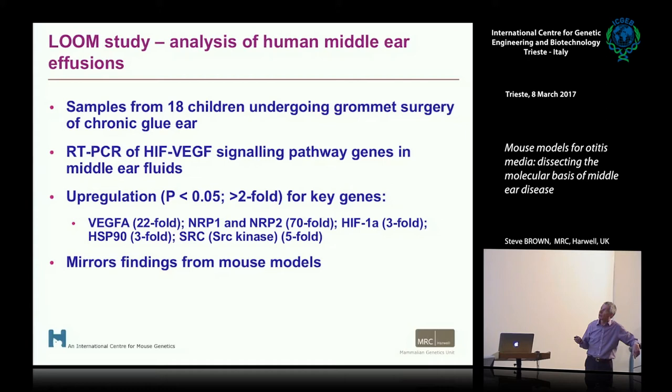One of the things I think is worth emphasizing, of course, you're going to be asking, how relevant are the changes that we see in the mouse middle ear to what actually happens in kids molecularly? And in fact, we have done a study here. We've taken samples from more than 18 children now, who've been undergoing grommet surgery for chronic middle ear disease, and we've looked at the middle ear fluids for changes in gene levels in the various pathways that I've talked to you about.